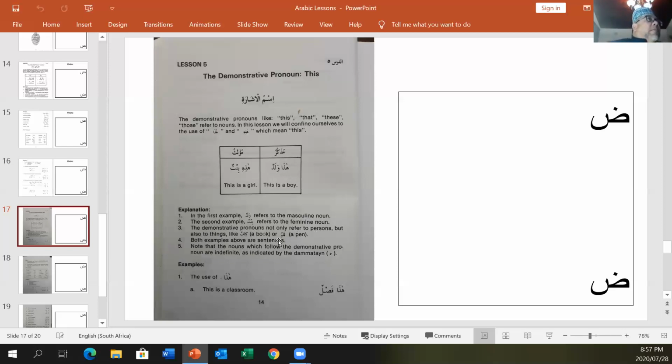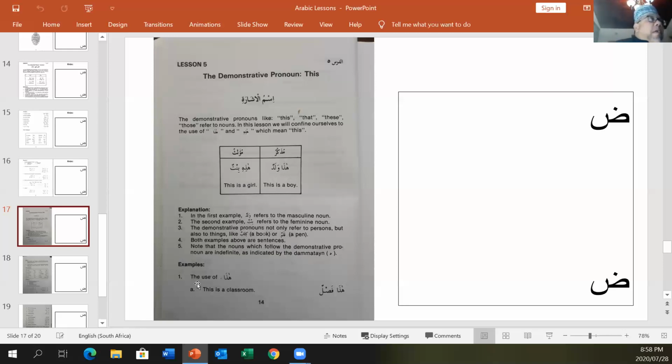But now you can see it makes a sentence, because if I say to you, this is a boy, that is a complete sentence. This is a girl, that is a sentence. Number 5, note that the nouns which follow the demonstrative pronoun are all indefinite, as indicated by the dammatain that we are familiar with.